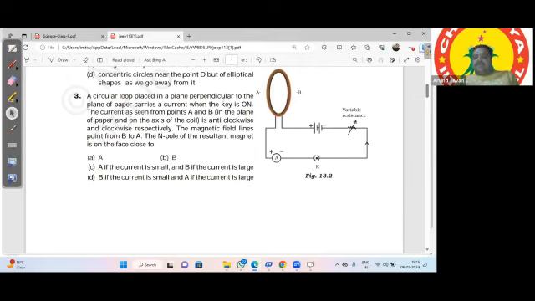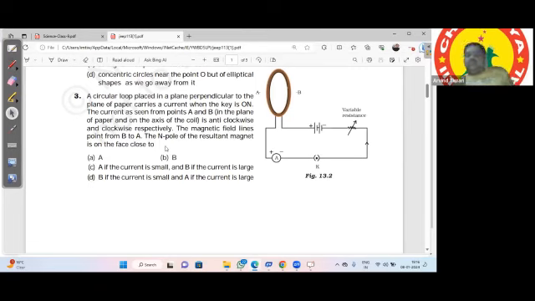A loop placed in a plane perpendicular to the plane of paper carries a current when the key is on. The current as seen from the points A and B in the plane of paper and on the axis of the loop is anti-clockwise and clockwise respectively. The magnetic field lines are from point B to A. The north pole of the resultant magnet is on the face close to.